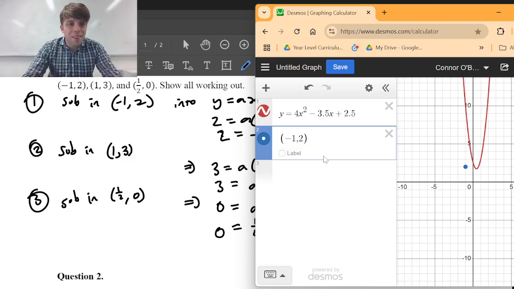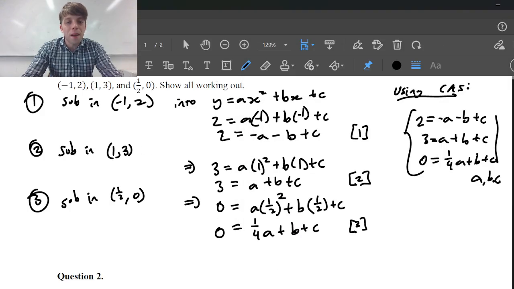And it doesn't, so that's a bit of an issue. Does it pass through 1, 3? Yes, and it passes through 1 half, 0. It does not, so we must have made a mistake somewhere along the lines here. So let's see if we can spot our mistake.